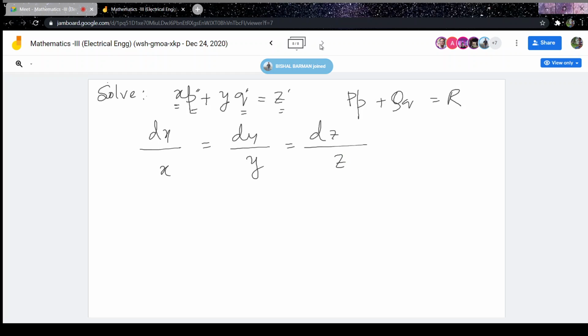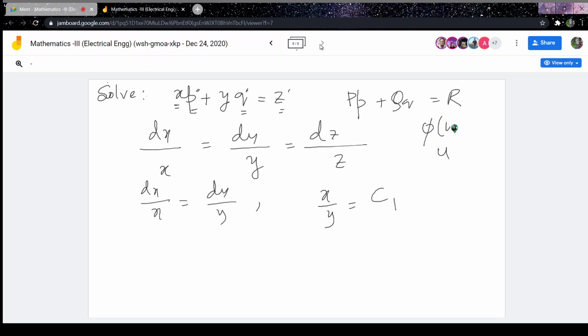So I will take any two of the relations, that is dx by x equals dy by y, and you will integrate and you will get x by y is equal to c1. So this is your u, one integral of phi(u, v) equal to 0. You have to find out u and v.